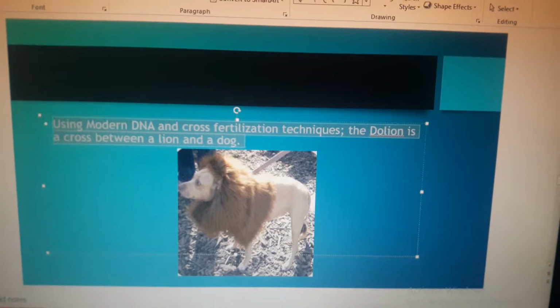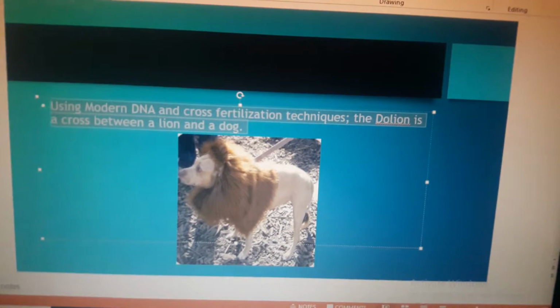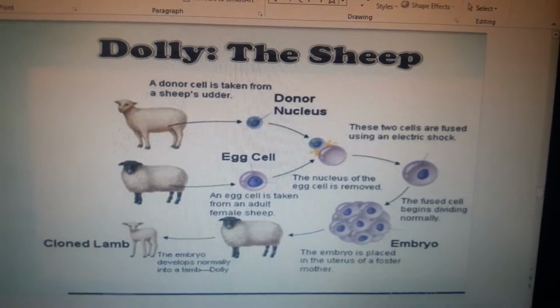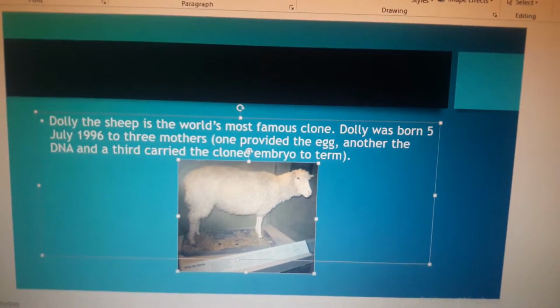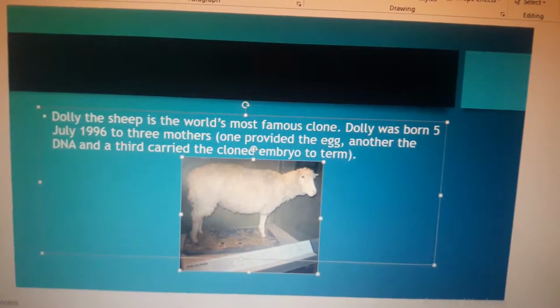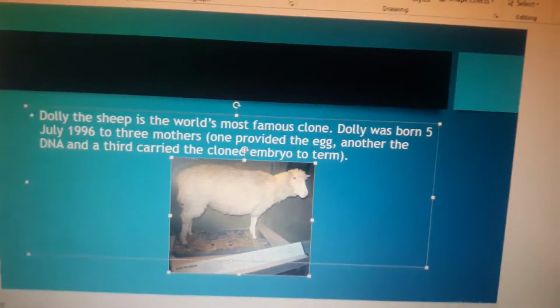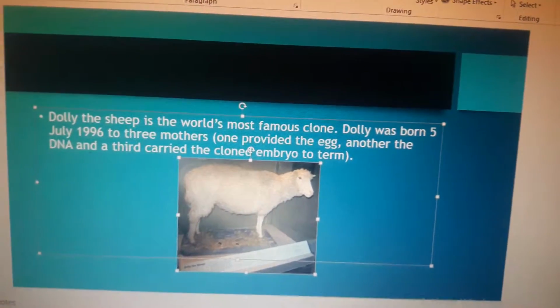Using modern DNA and cross-fertilization techniques, the Dolian is a cross between a lion and a dog. Dolly the sheep is the world's most famous clone. Dolly was born July 5, 1996 to three mothers. One provided the egg, another the DNA and a third carried the cloned embryo to term.